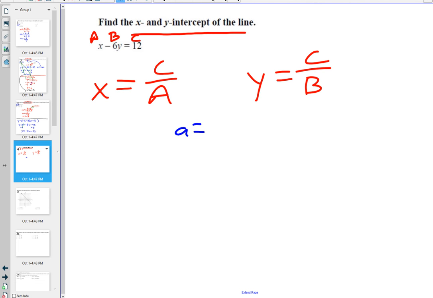Hiram, what's A? A is H? The number that's in front of the x, the coefficient. It is 1. What's B? -6. What's C?